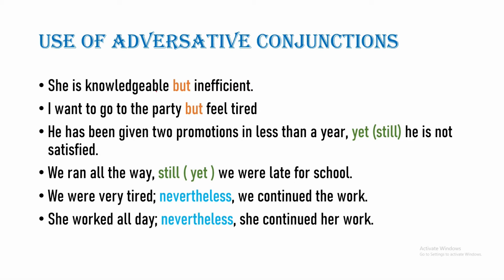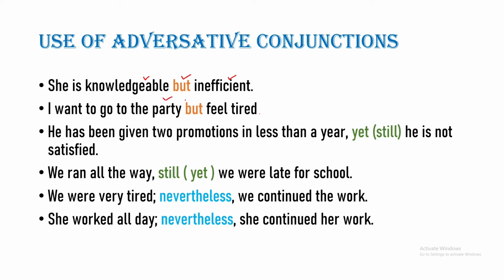She is knowledgeable but inefficient. She is knowledgeable, she is inefficient. Two sentences joined by but. That shows difference, opposition. So but is one adversative conjunction. I want to go to the party but feel tired. The same thing: I want to go to the party, I feel tired.